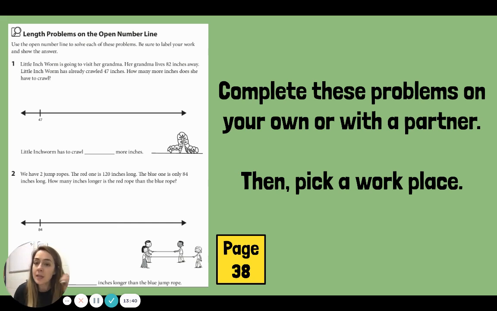So same as before, I'm hearing a subtraction number sentence or a story problem. So I'm going to show you what I hear, and then we're going to just quickly think about how we can make it an addition problem to make hopping on a number line a little bit easier. Okay, so I've drawn my boxes. I'm hearing a subtraction problem, but let's see. Okay, Little Inchworm is going to visit her grandma. Her grandma lives 82 inches away. Little Inchworm has already crawled 47 inches. How many more inches does she need to crawl? Okay, so I'm going to plug that in. Grandma lives 82 miles away. Inchworm has already crawled 47. So that's what a subtraction one would look like.